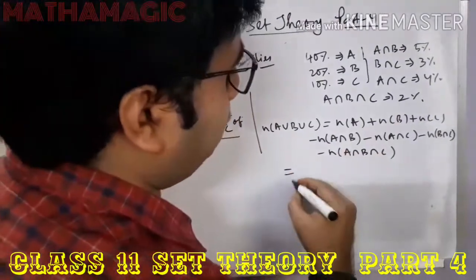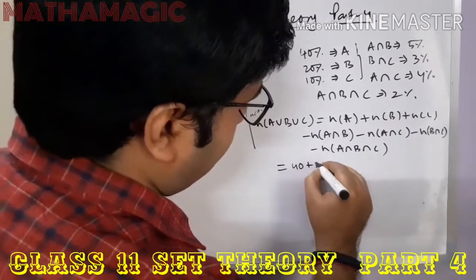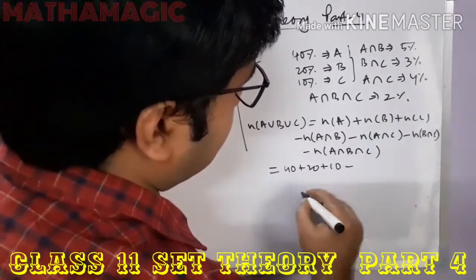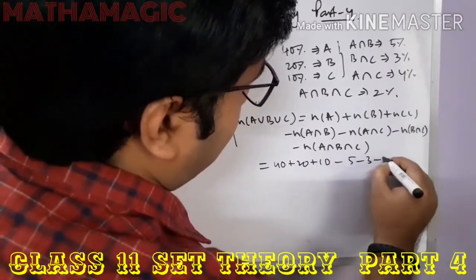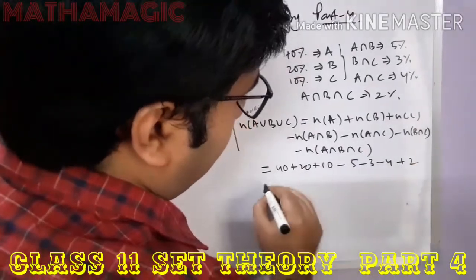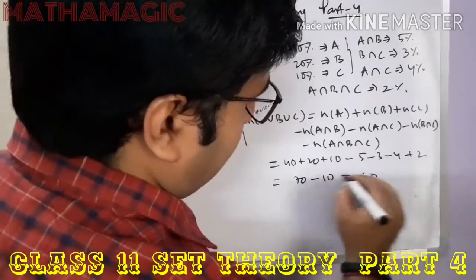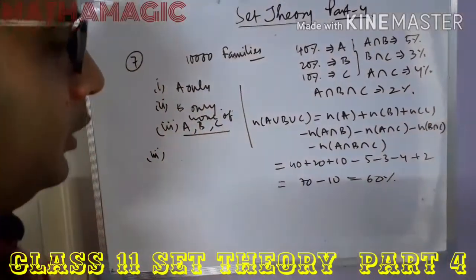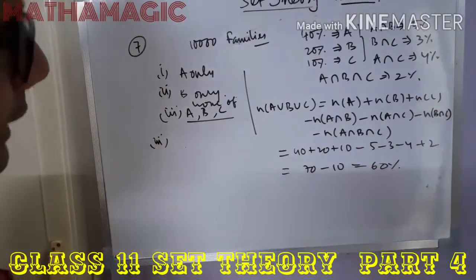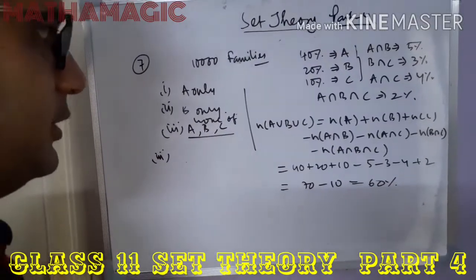So we'll just put the values, that is 40 plus 20 plus 10 minus 5 minus 3 minus 4 plus 2. That is 70 minus 10, that will be 60. So 60% of the people read any of these newspapers, A or B or C.